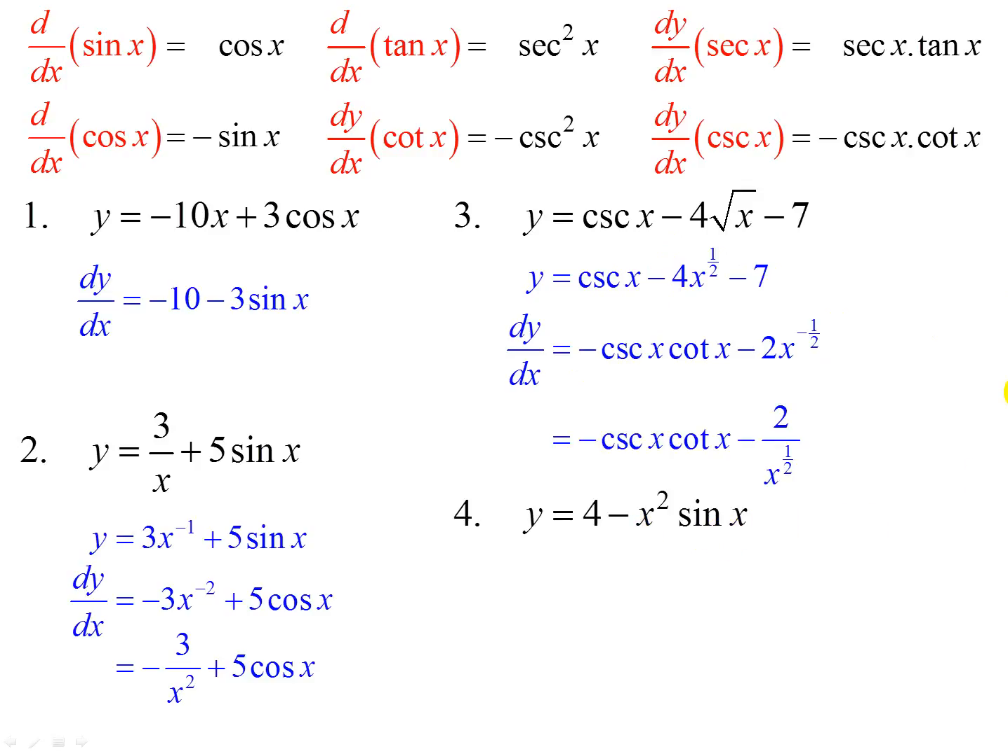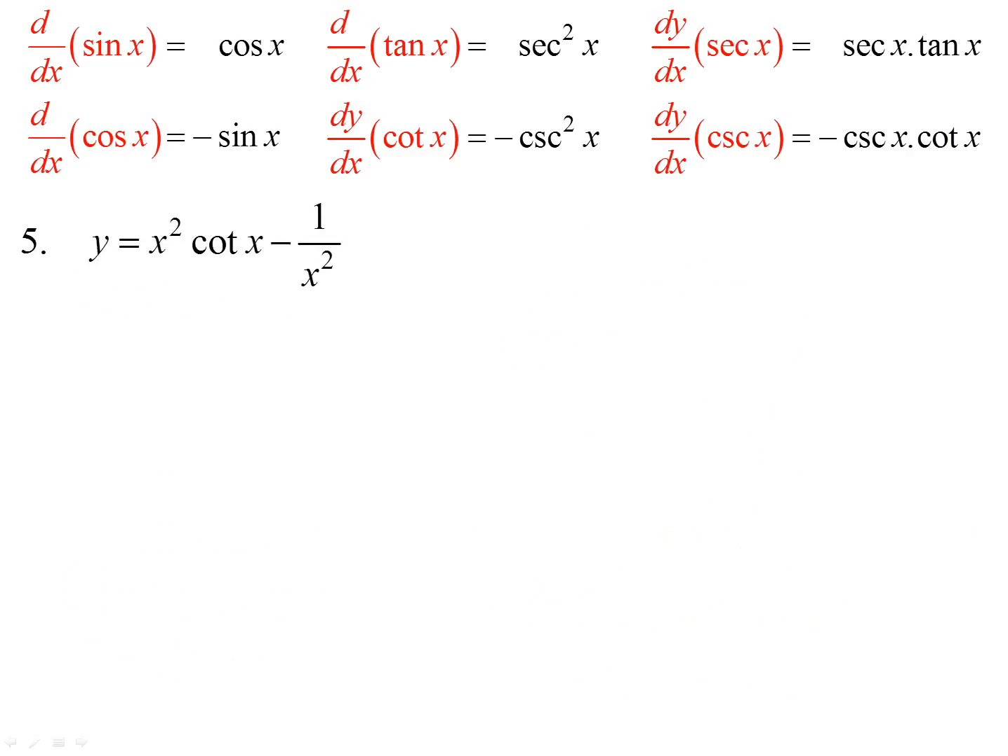4 minus x squared sine x. Now there we have a product rule. When we differentiate, that 4 is going to go. That negative is going to stay, and we're going to have to use product rule here. Derivative of the first times the second plus first times derivative of the second. So I put it in brackets. The 4's gone, the minus there. That red part there is the derivative of that using product rule. 2x sine x plus x squared cos x. And that can simplify to there.